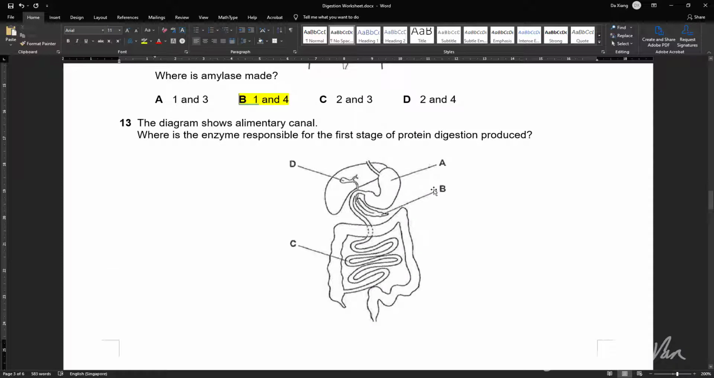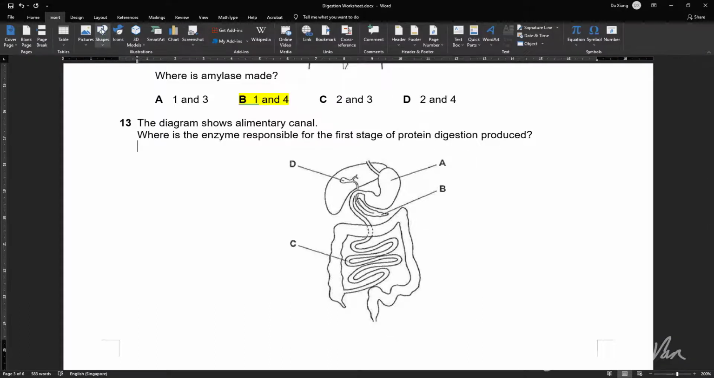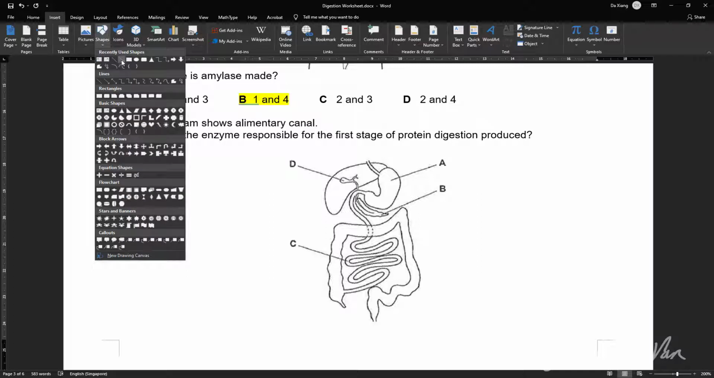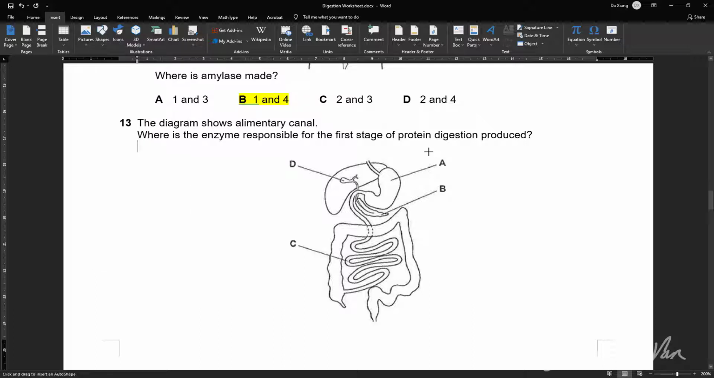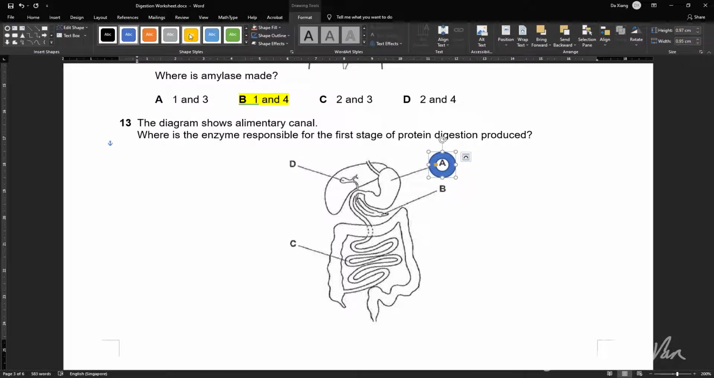The diagram shows the alimentary canal. Where is the enzyme responsible for the first stage of digestion of protein? So protein digestion will take place starting from your stomach. So the answer is, let me make a circle. Okay, so your answer is A. So A is your answer.